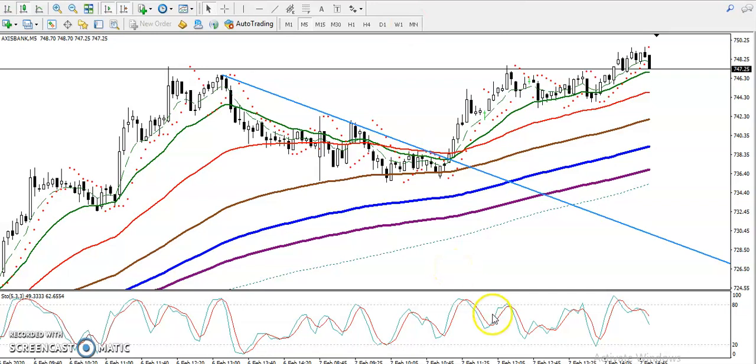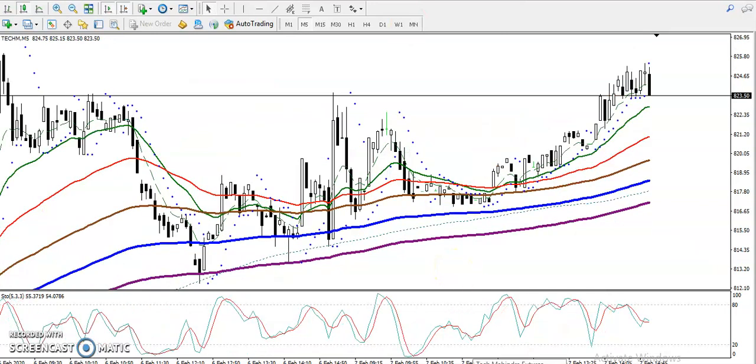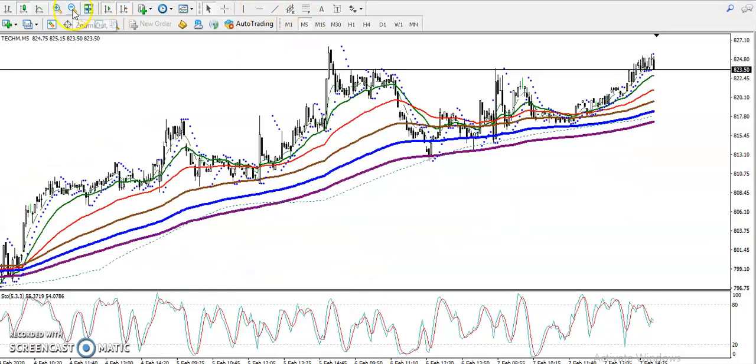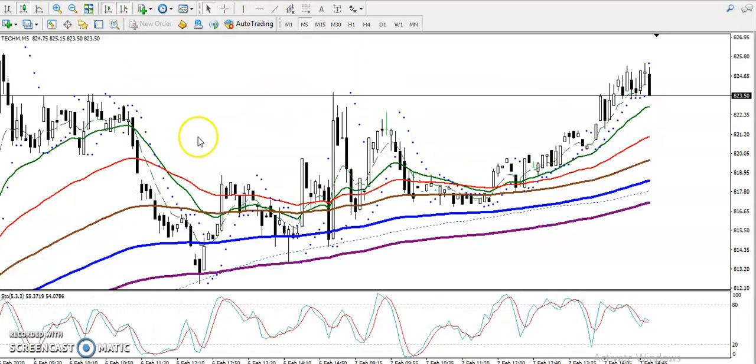So let me show you the next example here. Now you can see this is called Tech Mahindra. Let me zoom in a little more here. Now in this case you can see, first we saw this is a higher point and we connect the higher points here because that was a higher point and higher point. We drew a diagonal trend line, and now you can see in this area there was a crossover.